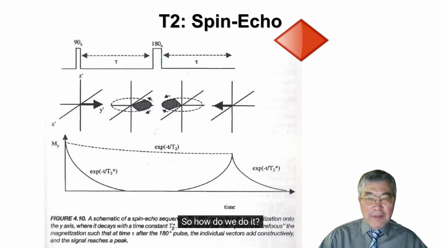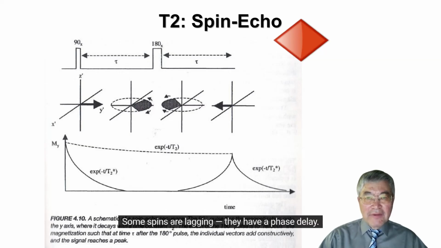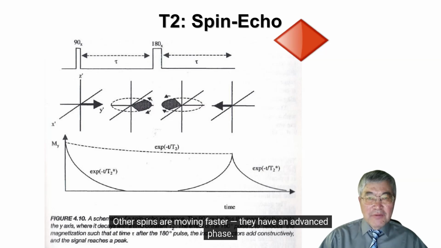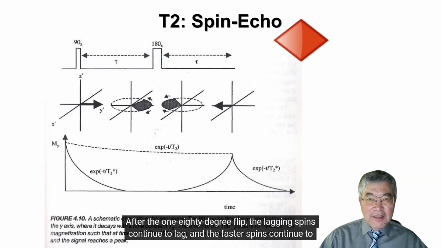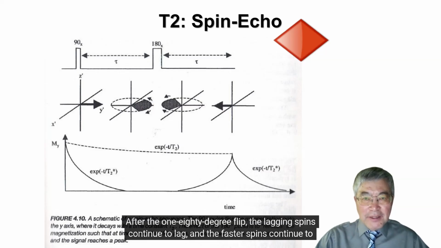So how do we do it? Spin echo. First, you let the spins dephase for a short time. Then you apply a 180-degree pulse. What happens? Some spins are lagging, they have a phase delay. Other spins are moving faster, they have an advanced phase. After the 180-degree flip, the lagging spins continue to lag and the faster spins continue to advance.